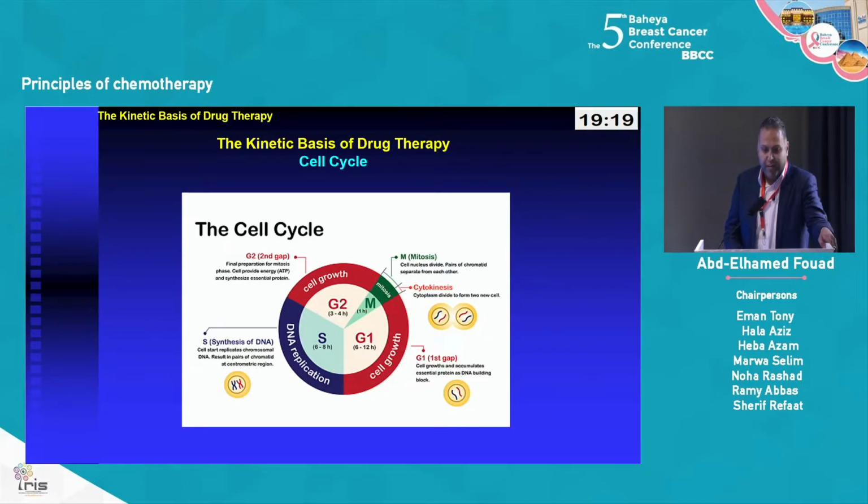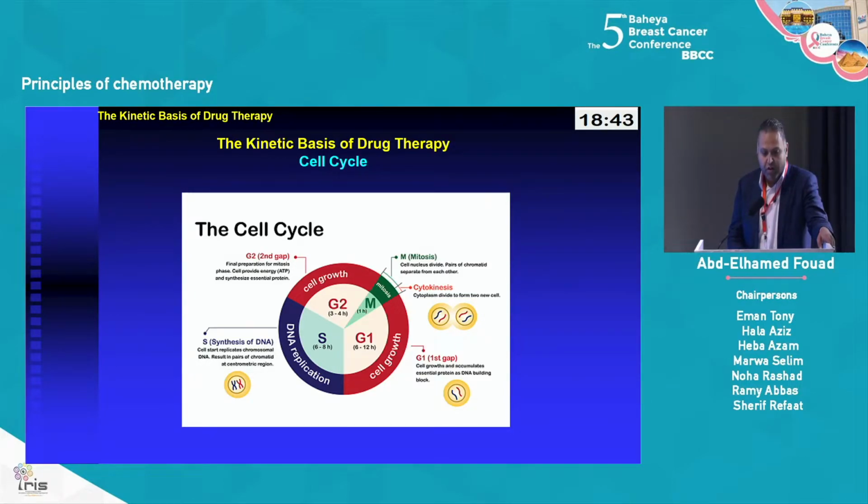Before going to the kinetic basis, we have to have a look at the cell cycle. For any cancer cell that will undergo division, it needs to enter the cell cycle that starts by the G1 phase, where the cell grows and accumulates essential proteins and DNA building blocks. It takes about 6 to 12 hours. Then followed by the S phase, where there is DNA synthesis. Cells start to replicate chromosomal DNA and result in pairs of chromatids. It takes about 6 to 8 hours.